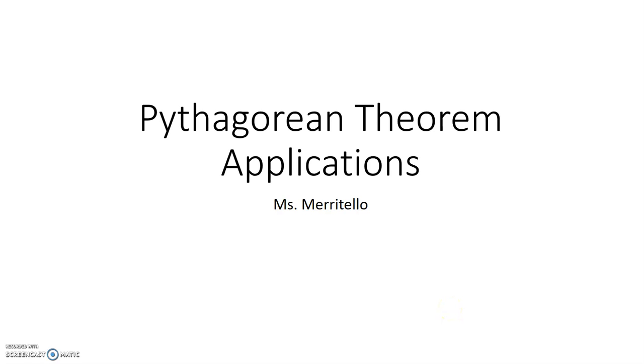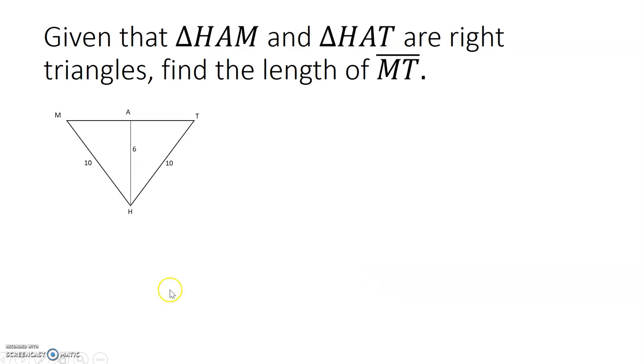I just wanted to talk about a couple applications of the Pythagorean Theorem. The first problem that I have is one where you're given a picture that kind of looks like a big triangle with two triangles inside of it. It says, given that triangle HAM, the one more on the left side, and HAT, the one more on the right side, are right triangles, find the length of MT. So MT would be this whole top side here, all the way from M to the T.